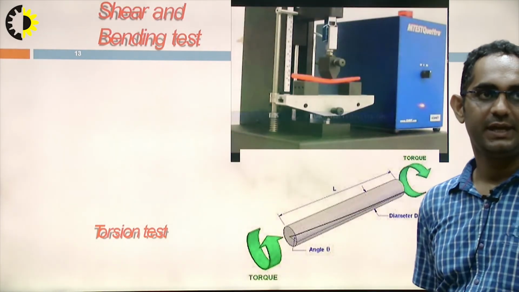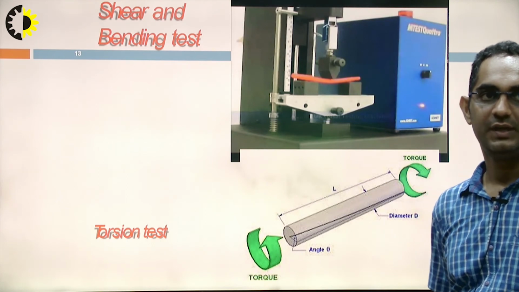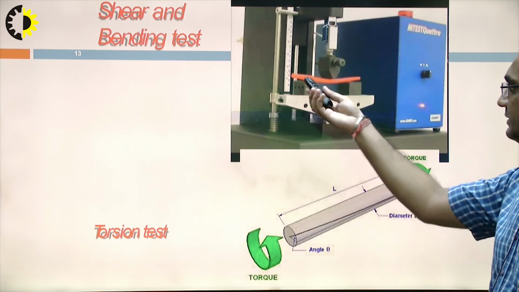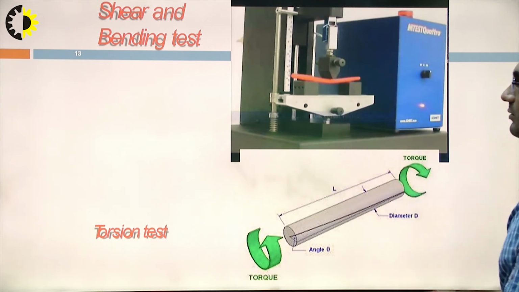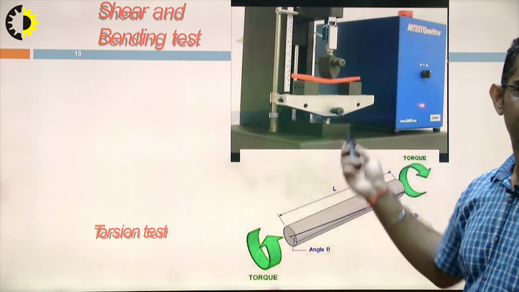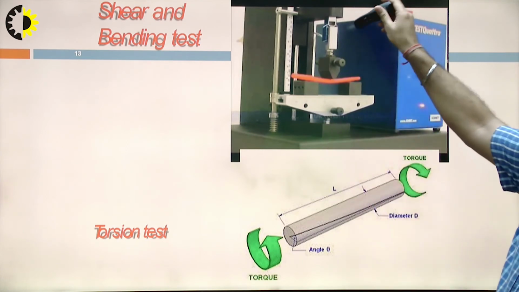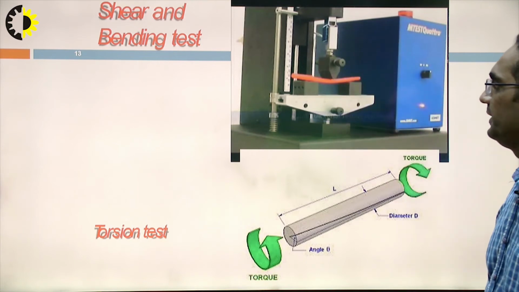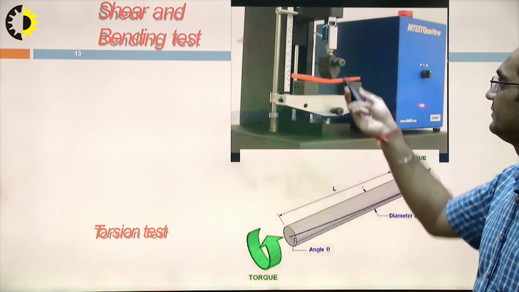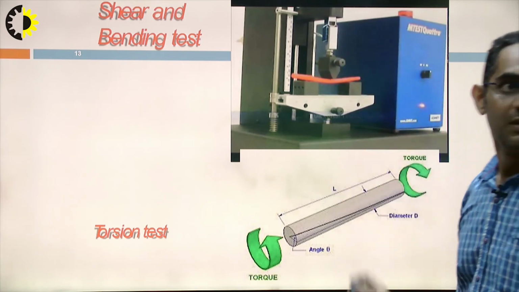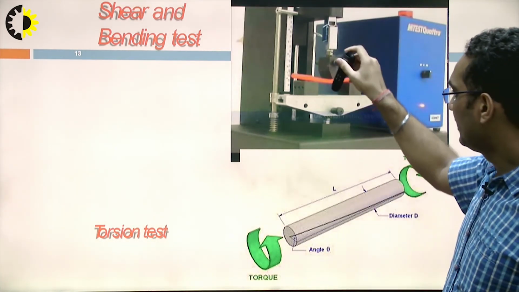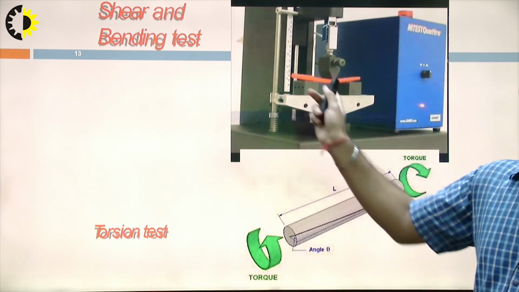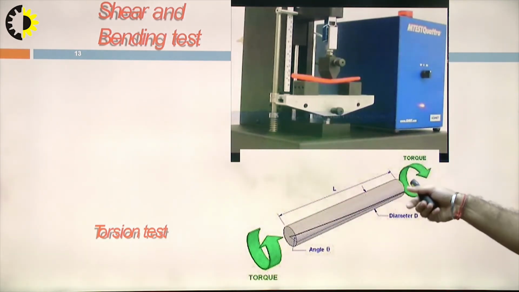Next is the shear and bending test. This is the bended form, and when this is applied in the shear and bending test, the specimen is placed like this, and the shear is applied over here, and it gets broken into two parts. So this is the shear and bending test, and this is the bend.